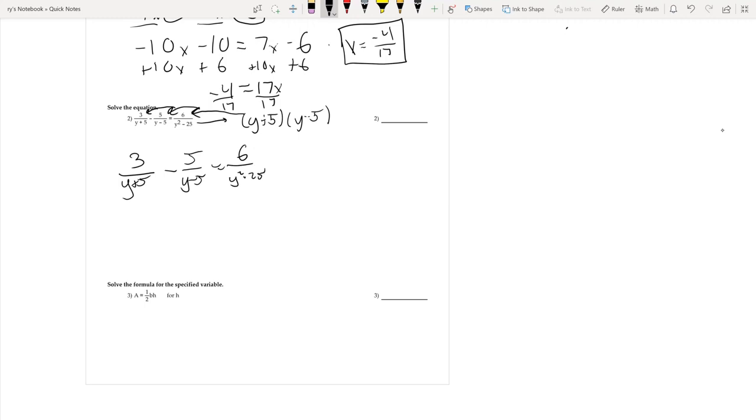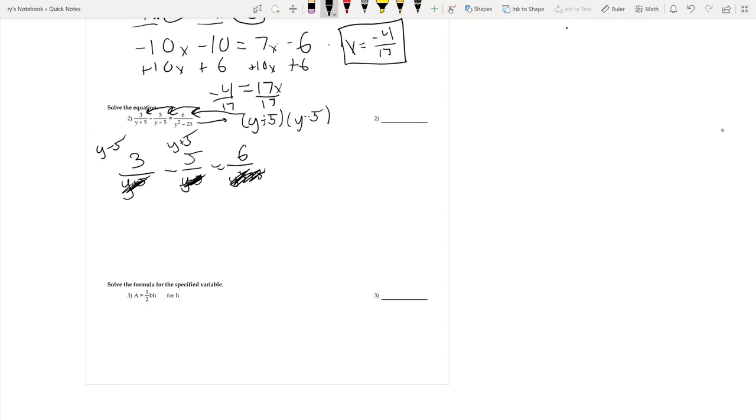So in this first one, my y plus 5 would get canceled when I multiply it, so I'd just be left with y minus 5 getting multiplied with the top. For this middle one, the y minus 5 gets canceled, so I'm just left with a y plus 5 being multiplied with the top. And in this one both get canceled, so I'm just left with my 6.